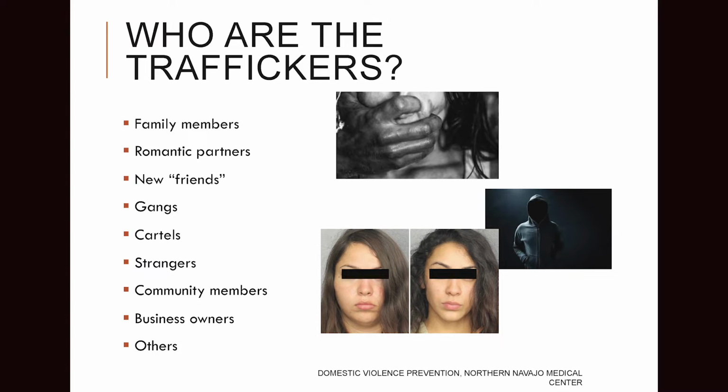It can be family members who might be trafficking out their young children. They can also be romantic partners, especially new romantic partners. Also new friends, which we see often with child sex trafficking victims. Gangs and cartels can also be involved in sex trafficking. Of course, we do have strangers who might be traffickers as well. There can be traffickers present in your community, people who you might know, also business owners and others. So there's really no limit as to who might be a trafficker. So it's very important, when trying to do prevention work, that you consider all of these different possibilities.